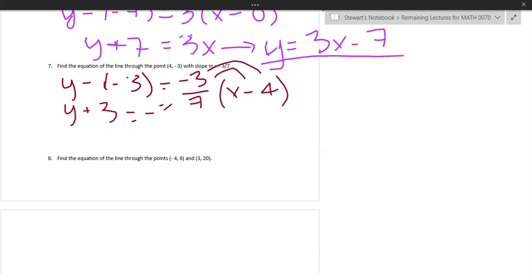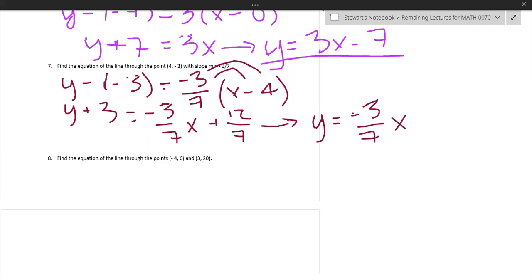So we're going to have -3/7 x. And then -3/7 times -4 is a positive 12/7. And then I'm going to subtract 3 from both sides. So we're going to have y is equal to -3/7 x minus 9/7. So there is our equation of the line that passes through the point 4, -3 with the slope -3/7.